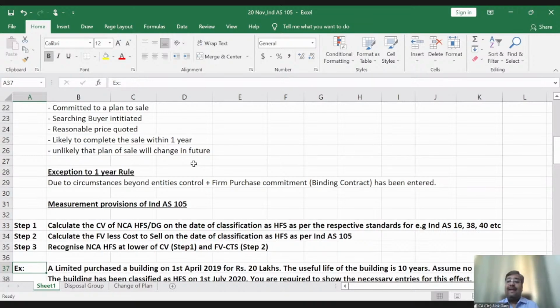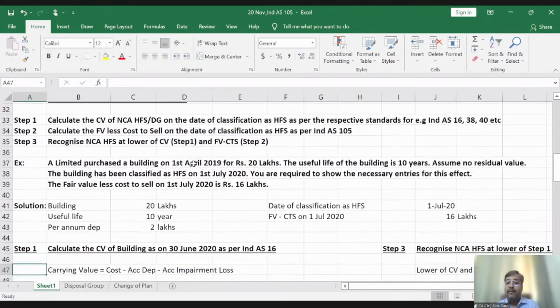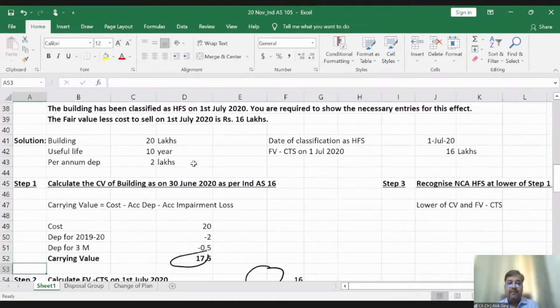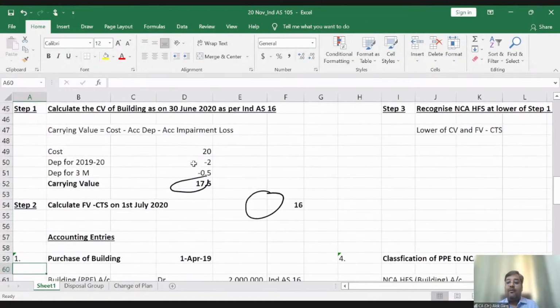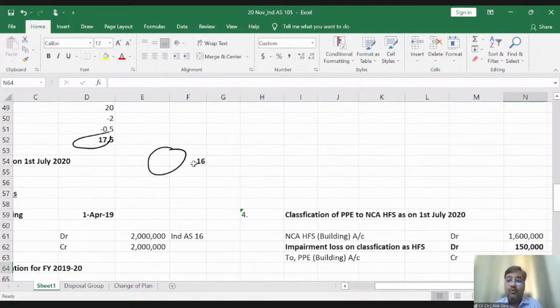For example, the carrying value comes out at 1 lakh rupees. The fair value less cost to sell is 80,000 rupees. You need to pass an entry: non-current asset held for sale account debit, impairment loss on classification as HFS account debit, to PPE account, right? 80,000, 20,000 and 1 lakh. Clear? I hope it is clear to all of you. Yes. Very good.